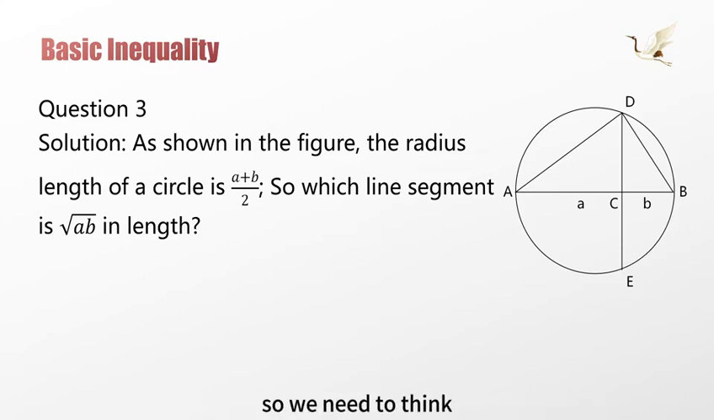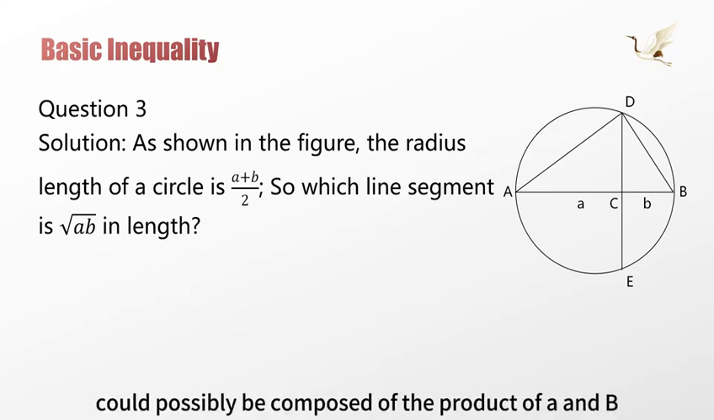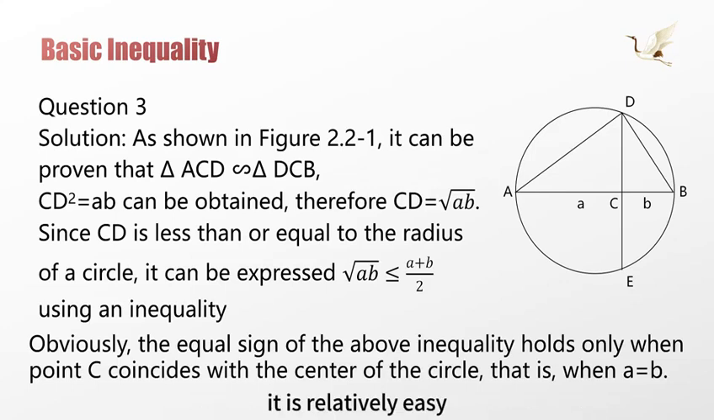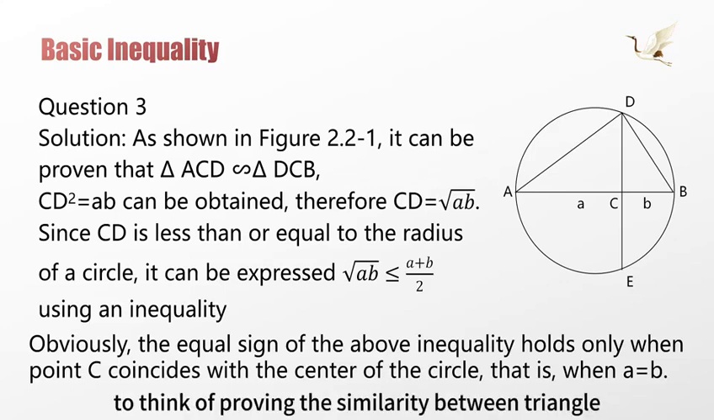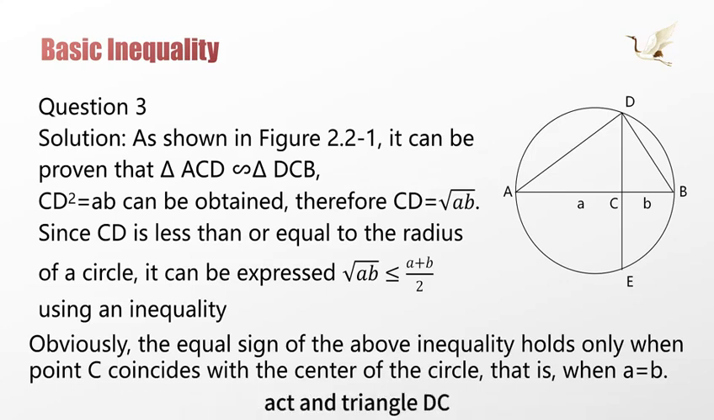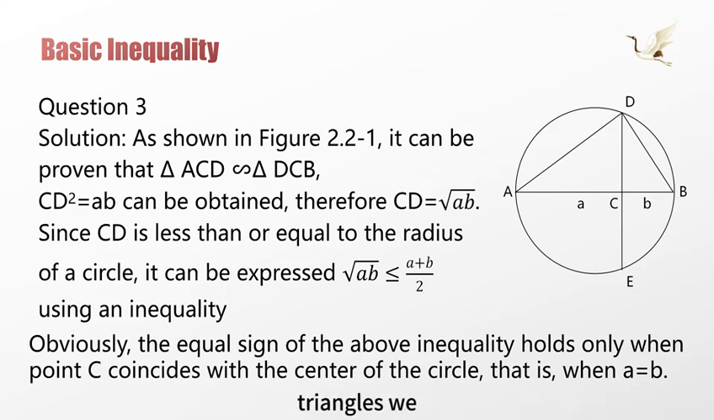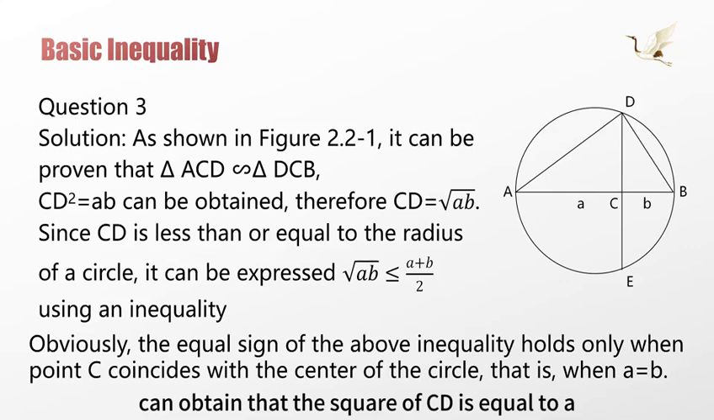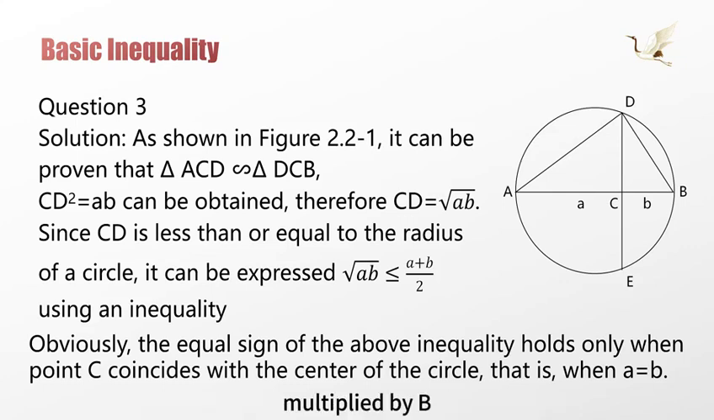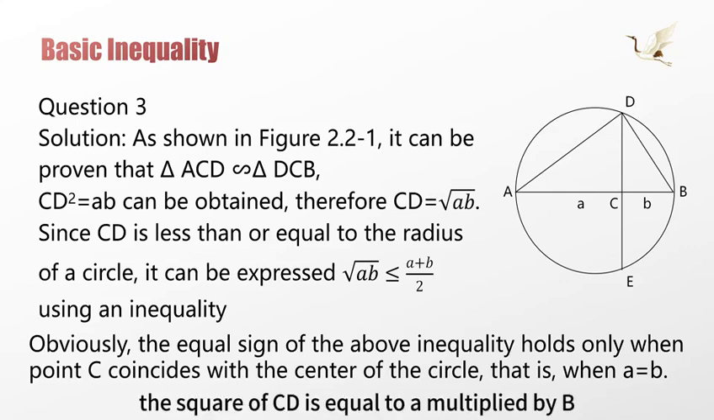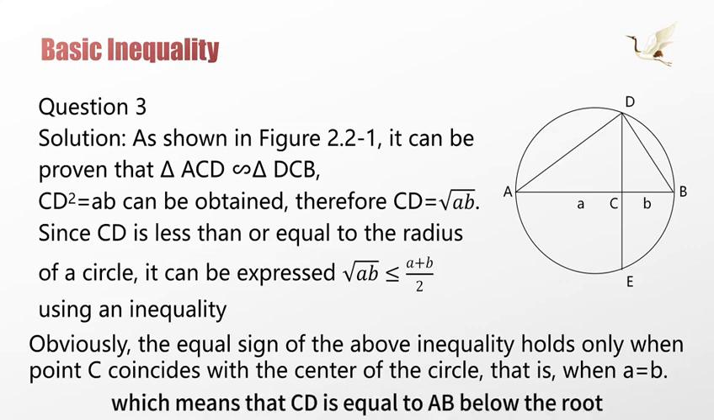So we need to think which line segment in the graph could possibly be composed of the product of a and b. It is relatively easy to think of proving the similarity between triangle ACD and triangle DCB here. By comparing the corresponding sides of similar triangles, we can obtain that the square of CD is equal to a multiplied by b, which means that CD is equal to the square root of ab.